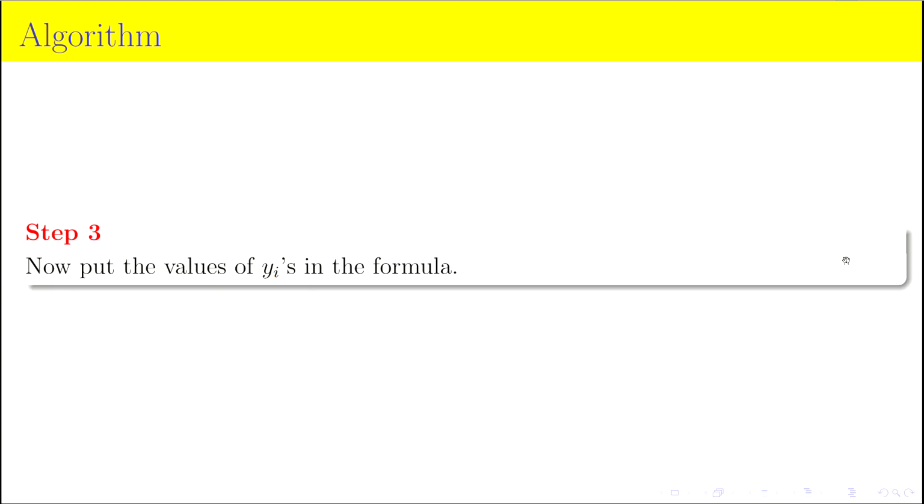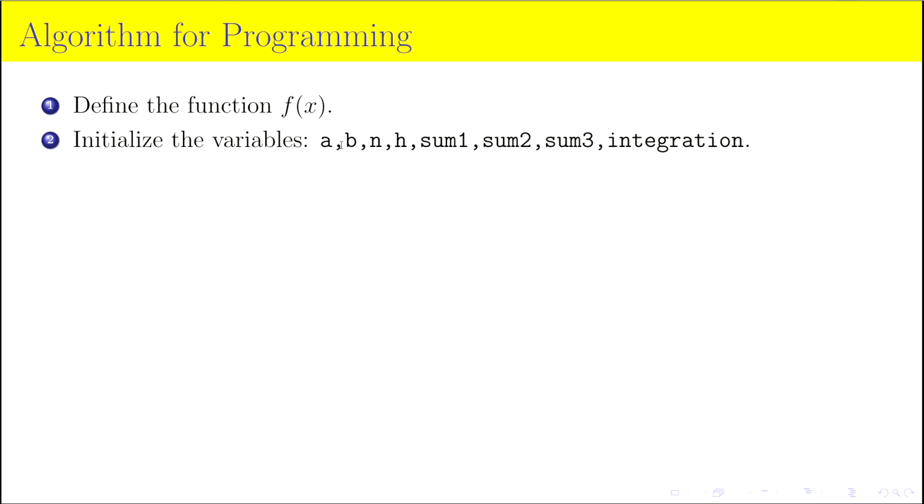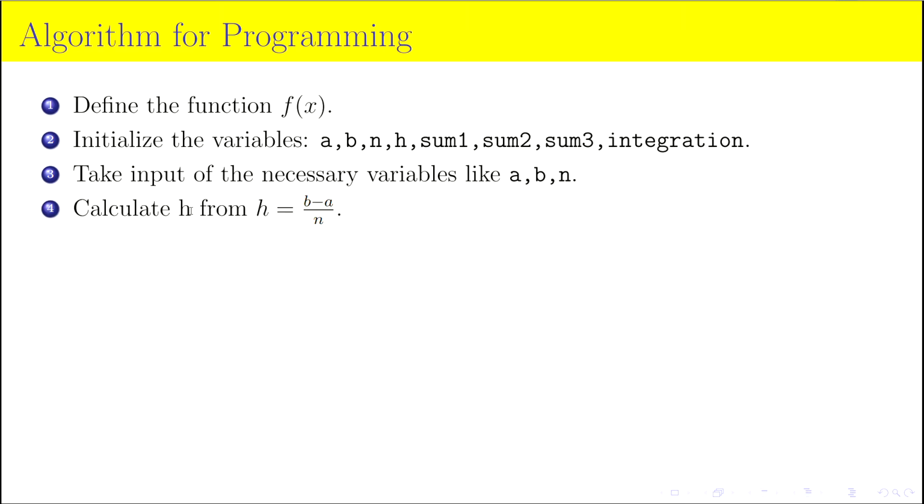But what is the algorithm for programming? So let's see. First of all, we have to define the function f(x). After that, we have to initialize our variables: a, which is the initial lower limit, b, the upper limit, n, the number of intervals, h, the width of the interval, sum1, sum2, sum3, and integration. Then we have to take the necessary inputs of the variables like a, b, and n, and then calculate h from our inputs, that is h = (b - a)/n.